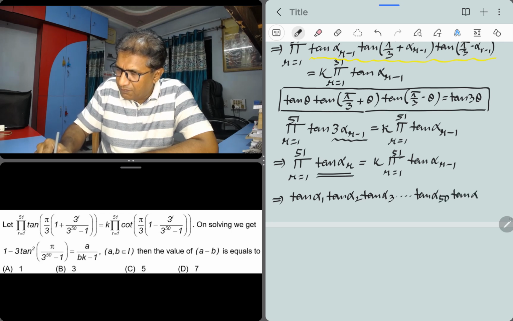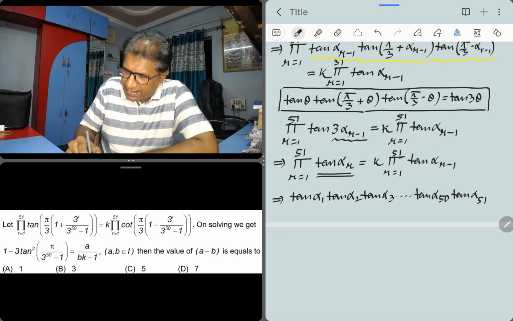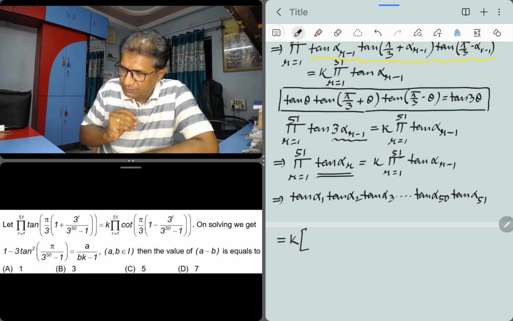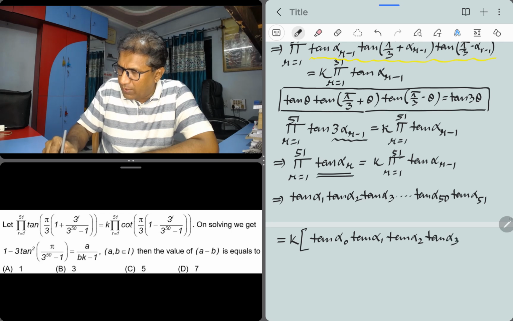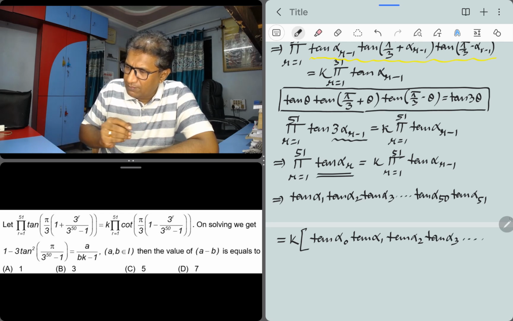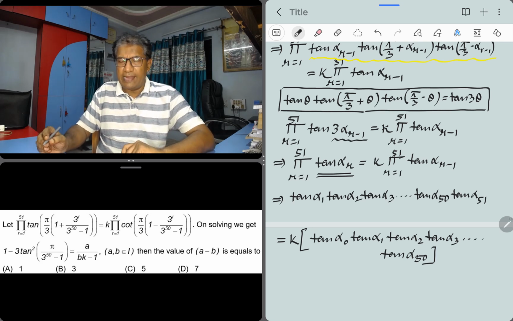Tan alpha 51, okay? The left hand side. And what about the right hand side? In the right hand side, we can write k times tan alpha 0, tan alpha 1, tan alpha 2, tan alpha 3, and this thing goes on till tan alpha 50. Clear?